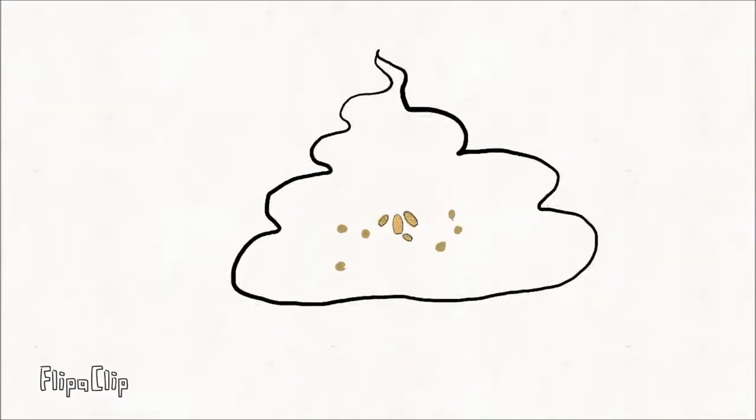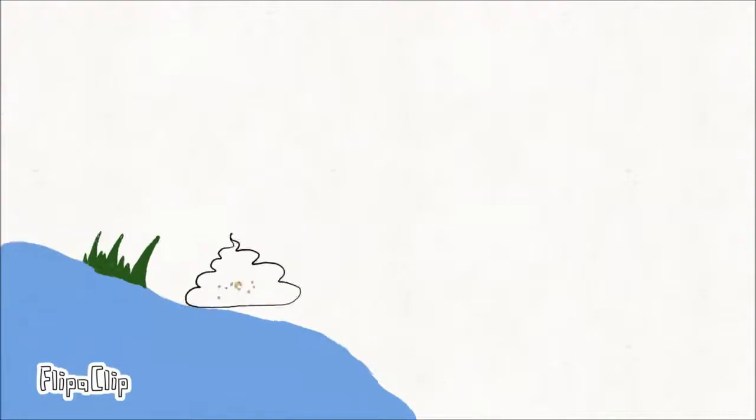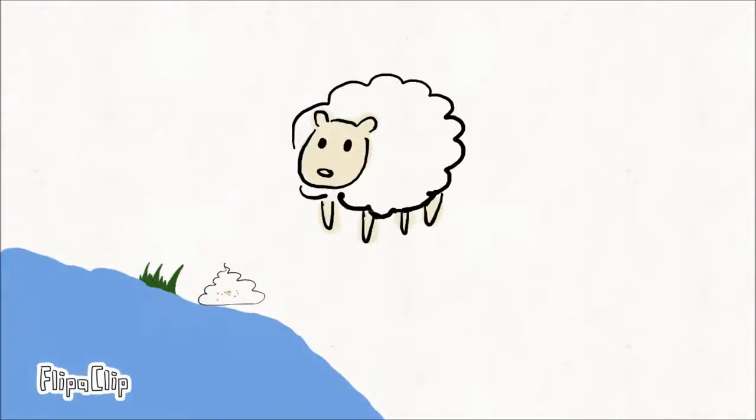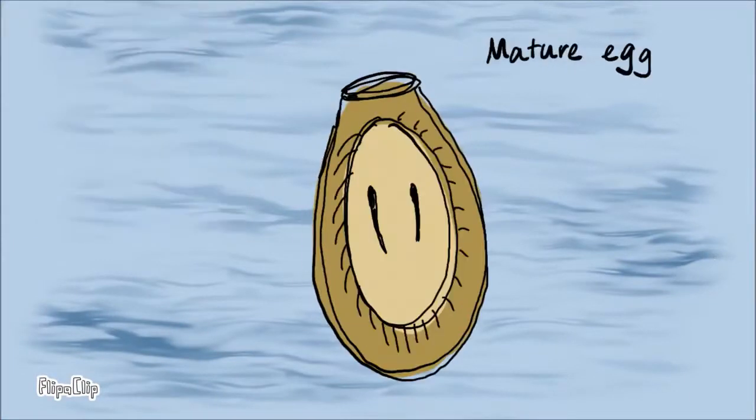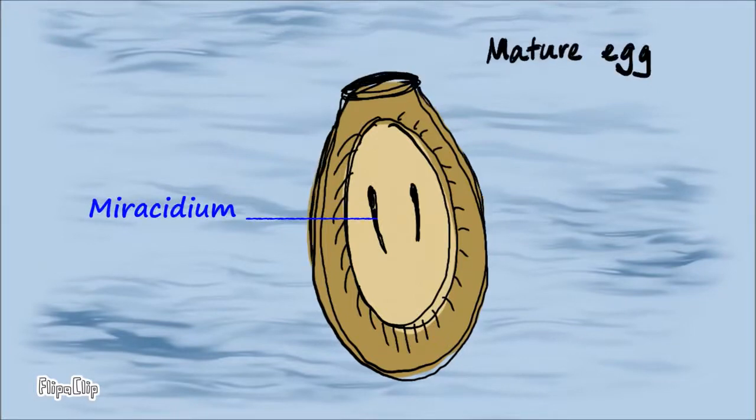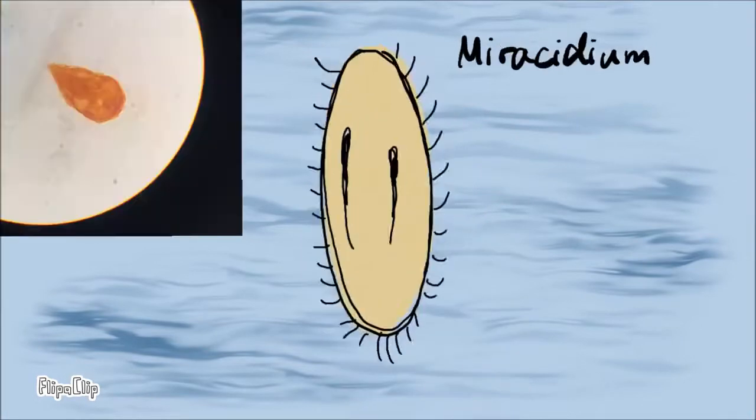This egg can be passed by infected humans or other mammals in their feces. Immature eggs reach fresh water via the stool and then become embryonated in the water. With suitable temperature, pH, and amount of oxygen in the water, the eggs will develop to have larvae in them. The larvae are called miracidia. 9 to 15 days later, the eggs will hatch and release miracidia.